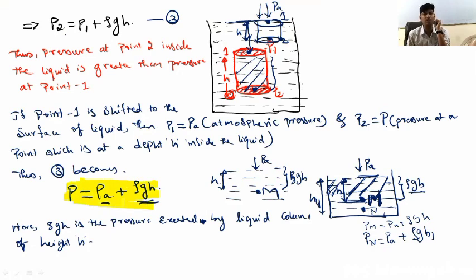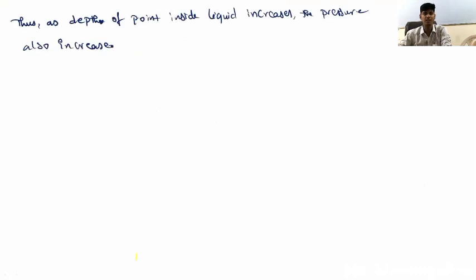I have told you rho g h is the pressure exerted by this column of the liquid. This much column, or this much liquid, exerts rho g h pressure, and the remaining is atmospheric pressure. Right? So this is the pressure exerted by the liquid at depth h. So we can conclude that as the depth of the point inside the liquid increases, pressure at that point also goes on increasing. So this is all regarding variation of pressure with depth inside the liquid.